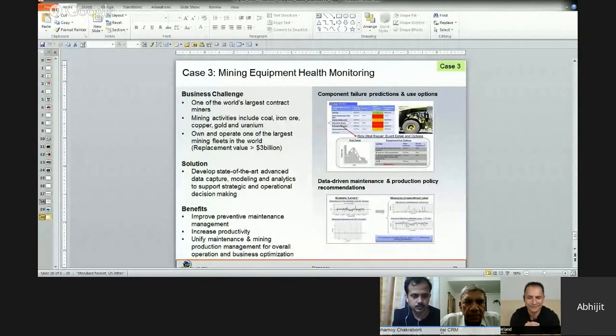So this is mining equipment health monitoring. It was one of the largest contract miners, and they mined everything: coal, iron ore, copper, gold, uranium. First of all, they had to develop the data capture, modeling, and analytics. It's a very high-level thing. The goals were component failure predictions and use options, improving the whole maintenance management, increasing productivity, and then unifying maintenance and mining production management. So this was an ongoing thing. It's still going on.